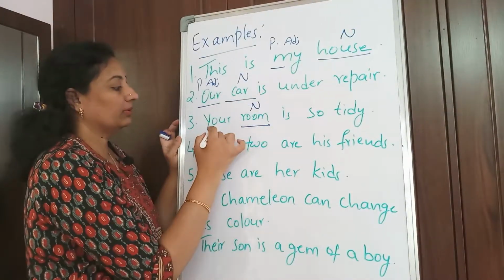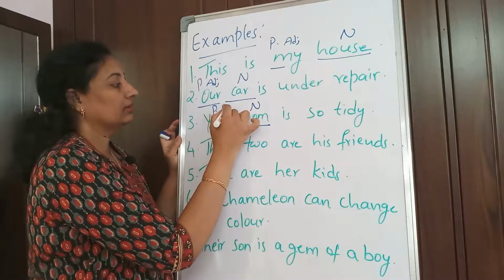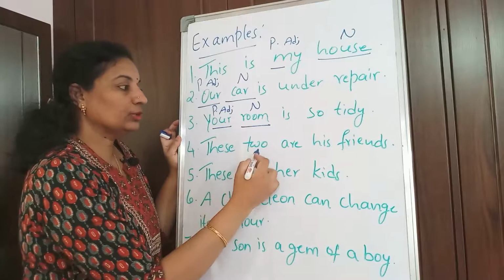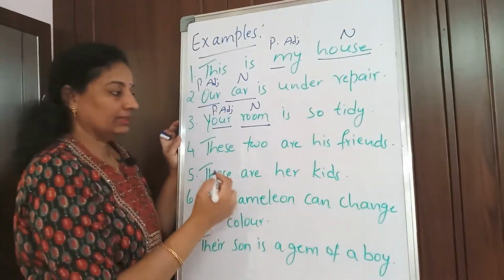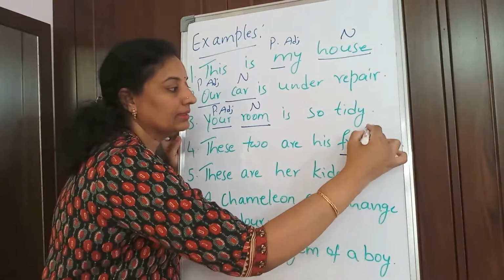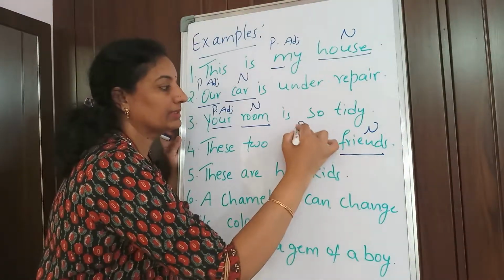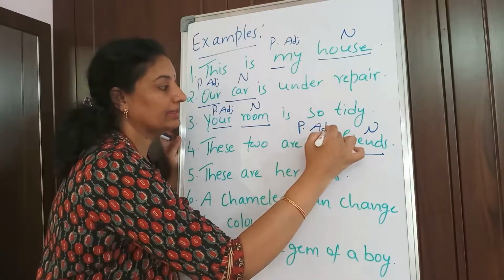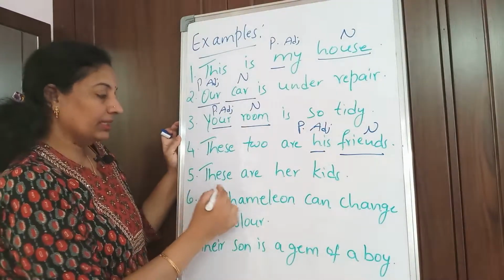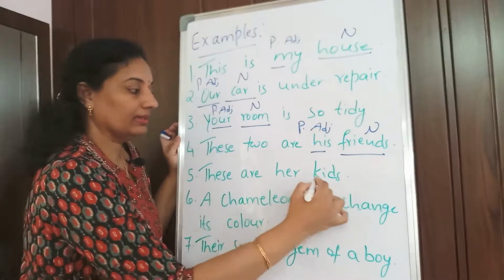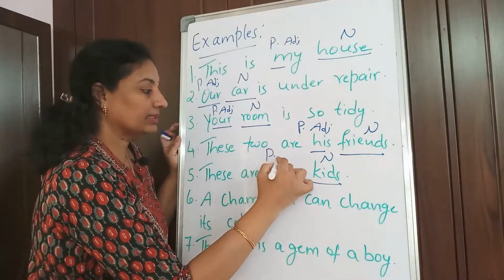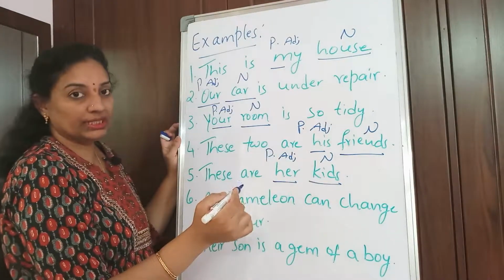Room, noun, your possessive adjective of you. These two are his friends. Friends is noun and his is possessive adjective form of he. These are her kids. Kids is a noun here and her is possessive adjective of she.